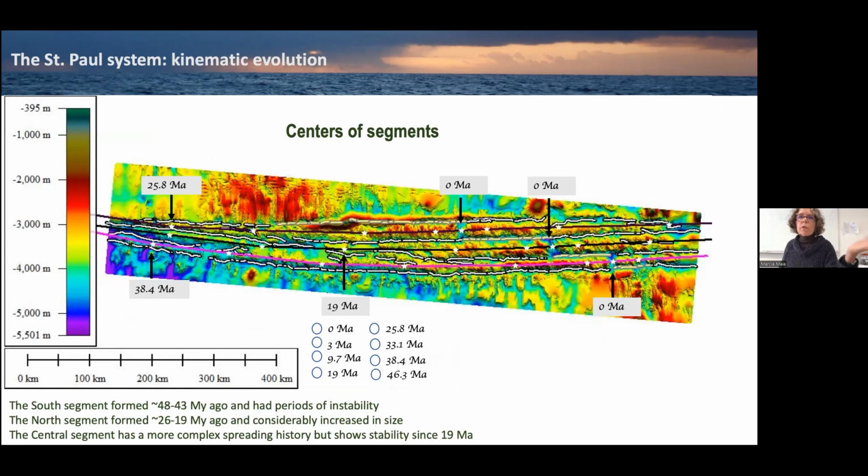So to make it simple, the idea that we have is that the south segment was one of the earliest, if not the earliest, to form, and it has been quite stable, but passed through some periods of instability in the past. The youngest segment, I mean, the last to be formed, was the north segment, which started to form between 26 and 20 million years ago, and the central segment showed actually a much more complex evolution history with a lot of interplay between the central segment and south segment in the early times of the system.